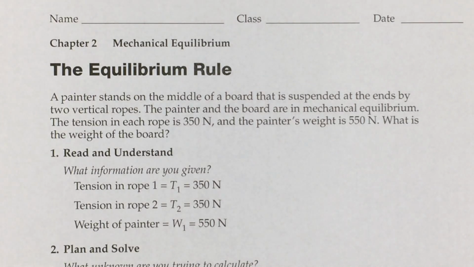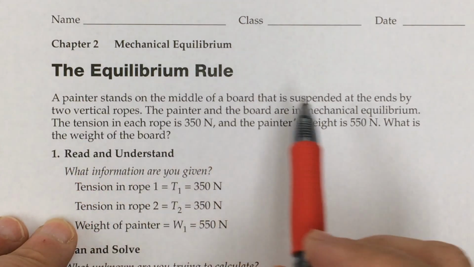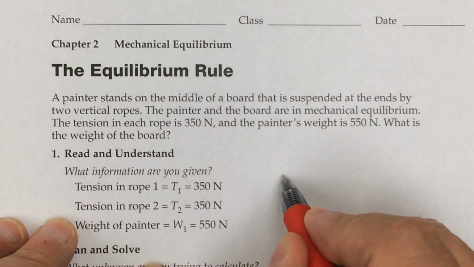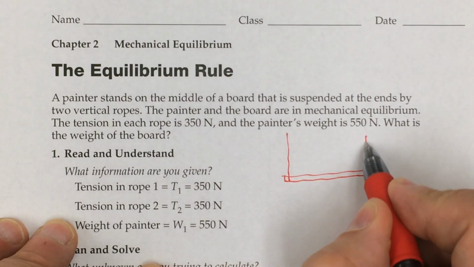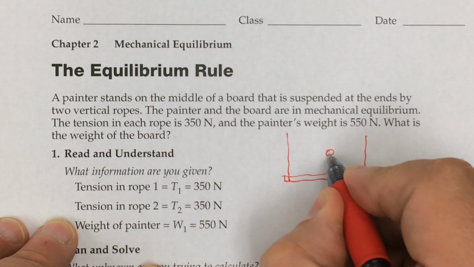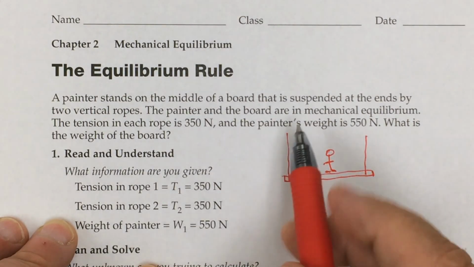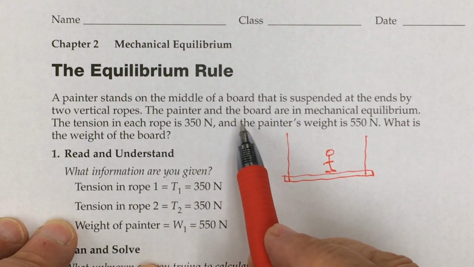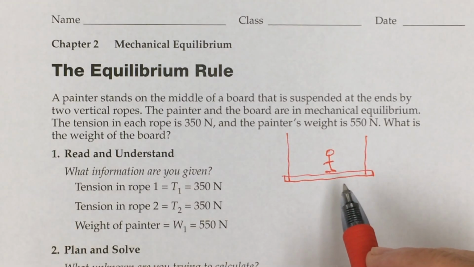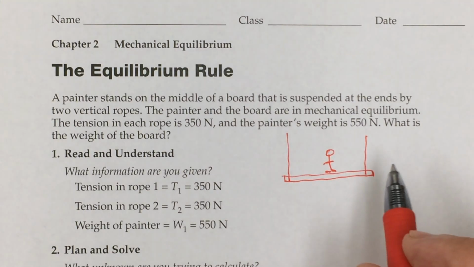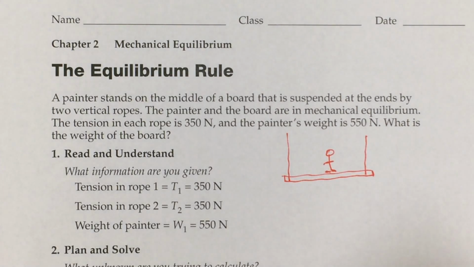All right, so we're going to look at a painter standing on a board. A painter stands in the middle of a board suspended by the ends of two vertical ropes. So I'm just going to draw it. Here's a board. Okay, I've got a vertical rope here, a vertical rope here, and I've got a painter here. Okay, he's standing there. So the painter and the board are in mechanical equilibrium. Okay, mechanics is that motion that we were talking about, something moving. So if it's in equilibrium, then the forces acting on the board and the painter are equal to each other.